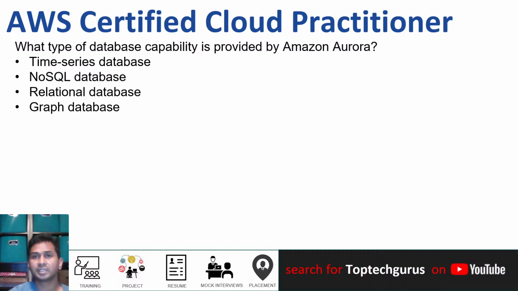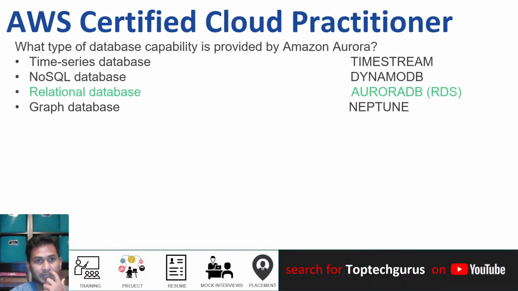It also promises to be much faster than an RDS instance or an EC2 instance that you create and then install MySQL on top of. Amazon Aurora is going to be much faster than that. So those are the features of Aurora. Given that it has to be a relational database, it can't be a time series database. It can't be a NoSQL database. It can't be a graph database. Those options are listed here.